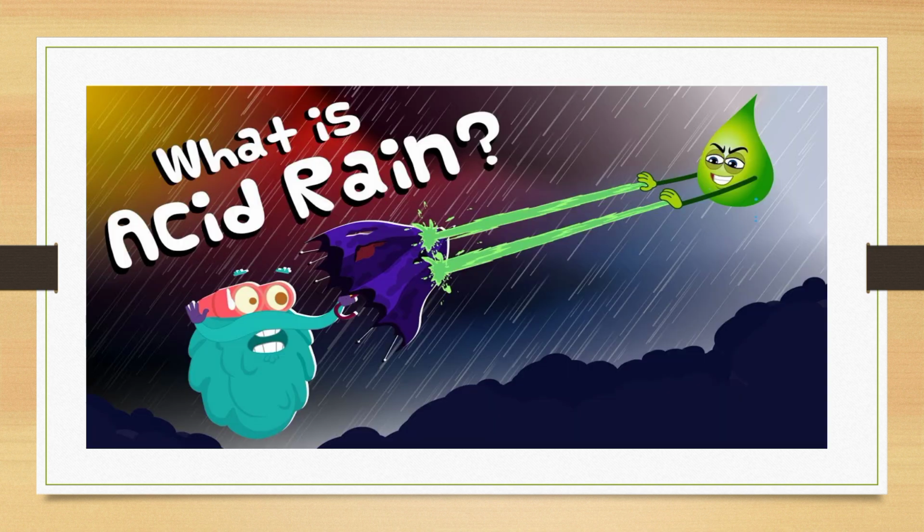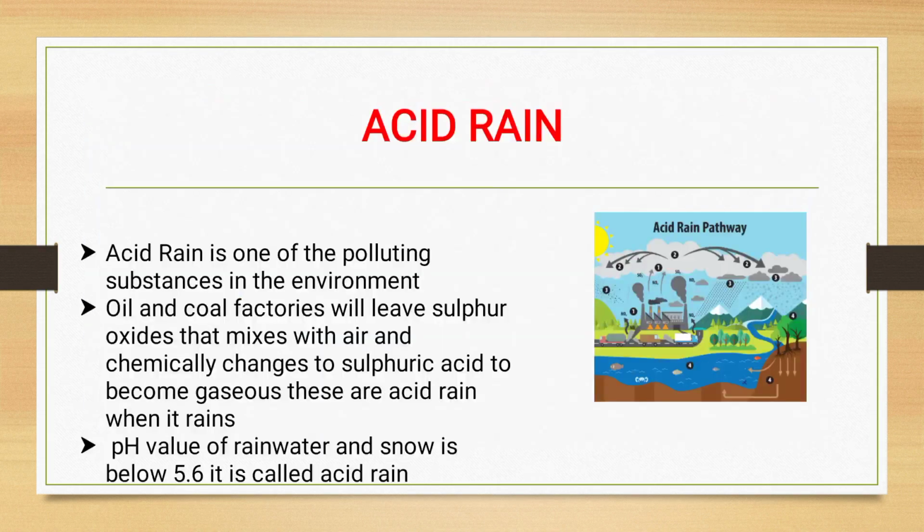Now moving on to the next topic. What is acid rain? Acid rain is one of the polluting substances in the environment. One of the most important polluting substances in the environment is acid rain. You can see that sulfur oxides are released from oil and coal factories. This sulfur oxide will mix with air and chemically change into sulfuric acid. So this becomes acid rain when it rains.